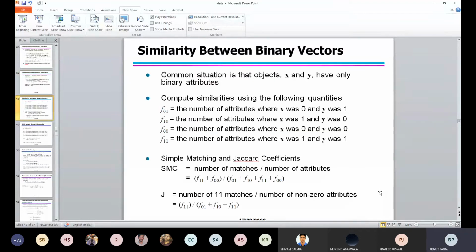Now, how to compute the similarity? We talked about the dissimilarity measures, but how to compute the similarity? That is what we should focus on. We have some more time.